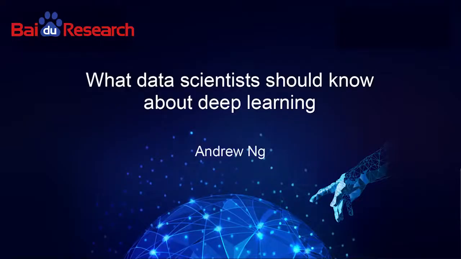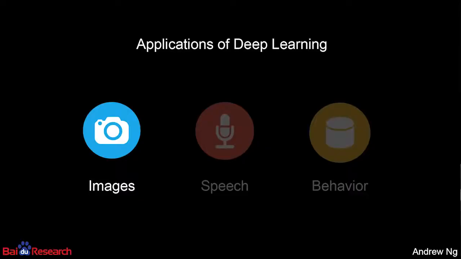So as many of you know, in the past few years, there's been this rapid rise of a somewhat overhyped but also very exciting subfield of machine learning called deep learning. What I hope to do today is share with you some of the trends I'm seeing behind deep learning and how I think they may affect your work in data science as well. I want to organize the material in three main application areas: images, speech, and then user behavior data. Let's start with images.